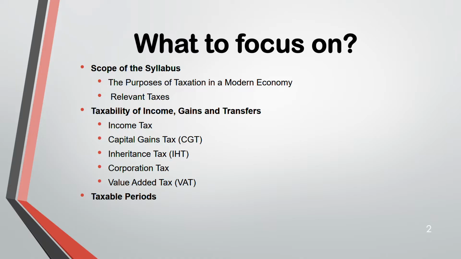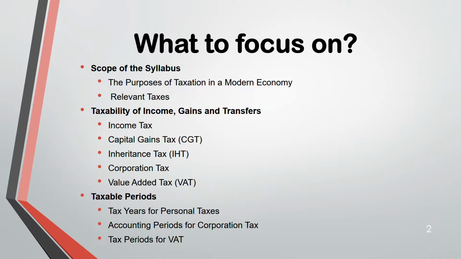Now, what is the taxable period? This is the period when your income or gains will be taxed. What is that period called? Tax years for personal taxes. If you're personally paying tax as an individual, it is known as tax years. If you are a company paying corporation tax, it is known as accounting periods. Companies pay corporation tax, individuals pay income tax. Then for VAT, which everyone pays, company or individual, it is known as tax period. We are going to go through the difference in each one.